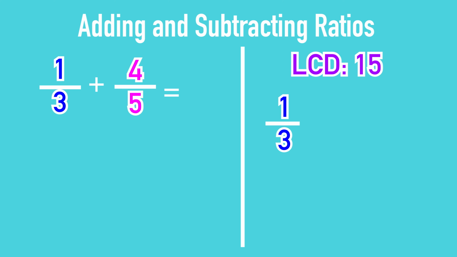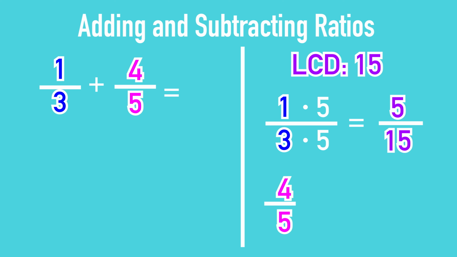1/3 equals something over 15. Well, 3 times 5 equals 15. So if we multiply top and bottom by 5, 1/3 equals 5 over 15. To transform 4/5 to 15ths, 5 times 3 equals 15. So if we multiply numerator and denominator by 3, 4/5 equals 12/15.